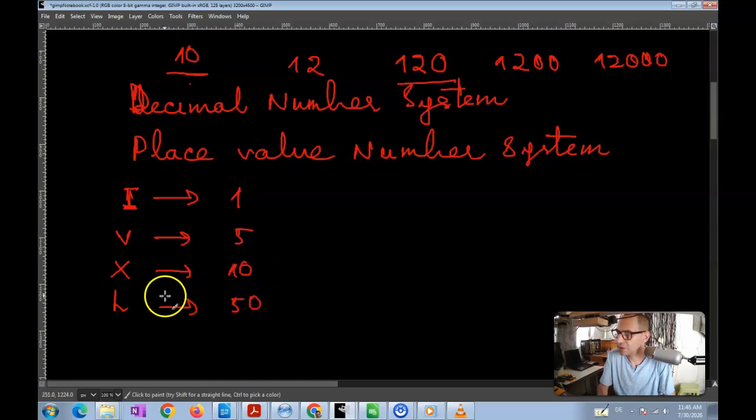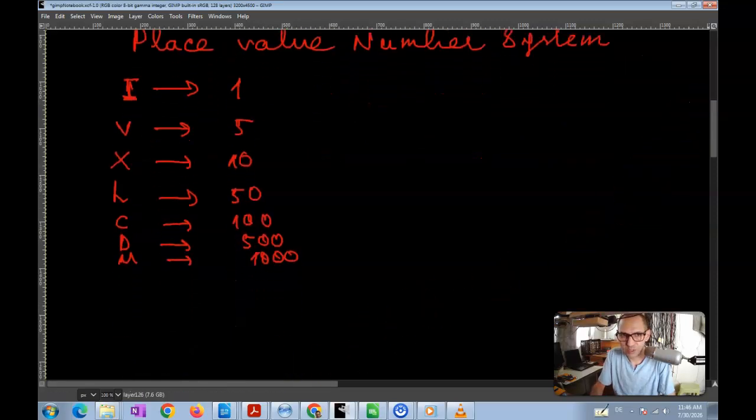And then there are other characters, C, D, and M. The value of C is 100, the D is 500, and the M is 1000. So that's 1, 5, 10, 50, and then 100, 500, and 1,000, right?